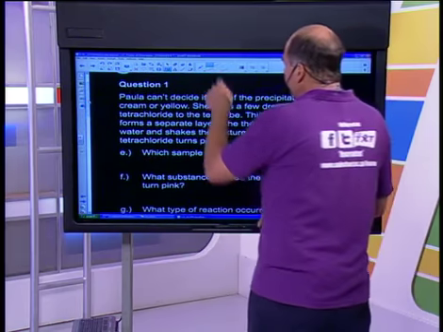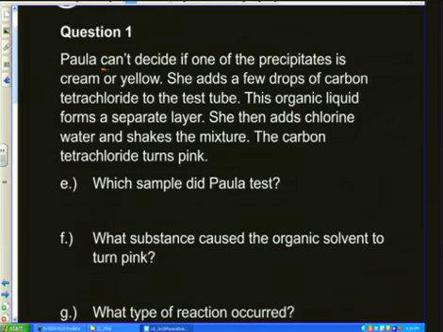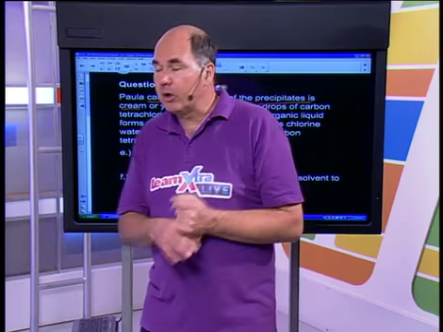So Paula, who was the person doing this experiment, can't decide if one of the precipitates is cream or yellow. Now, this is a common problem. We sometimes find that the precipitates aren't very distinct. If we've got a high concentration of the iodide ion, then it will be very clear. It will be canary yellow, and it stands out very nicely. But if there's not so much, we could get confused. So what do we do?